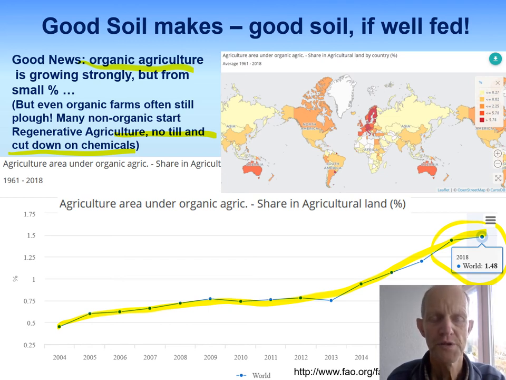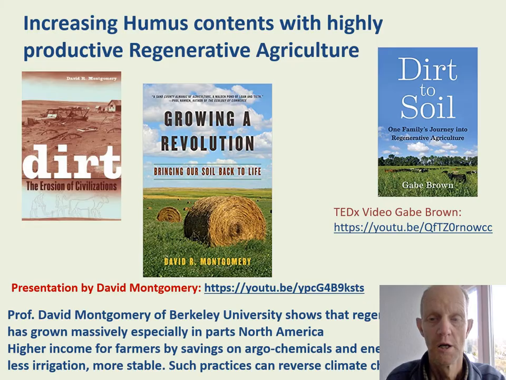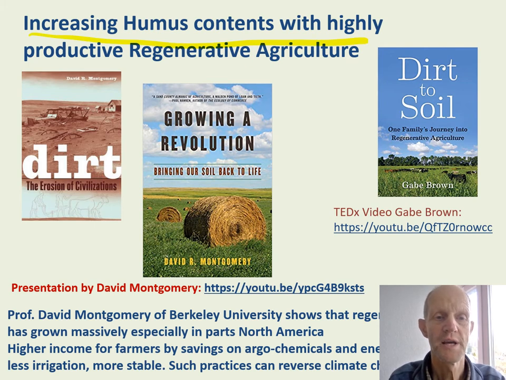And so this is something where we can really hope that this development goes much further, and it actually is, especially in North America. There is a lot of development that goes in the right direction. And these are some examples: increasing humus content with highly productive regenerative agriculture.